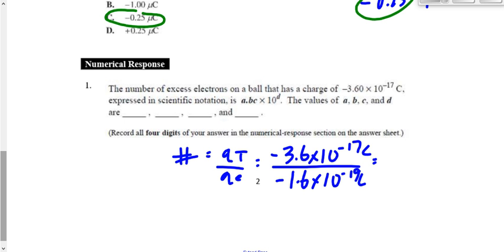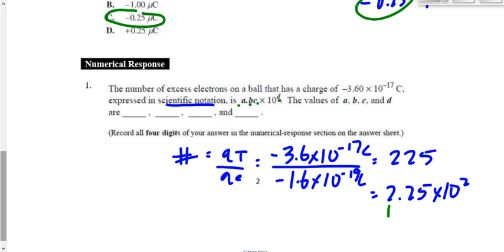We do that math, 3.6 times 10 to the minus 17 divided by 1.6 times 10 to the minus 19, and we get a value of 225. Now, they want that expressed in scientific notation, so we'd say 2.25 times 10 to the 2, and then they want the values of A, B, C, and D. So we'd say A, B, C, and D: 2, 2, 5, 2.